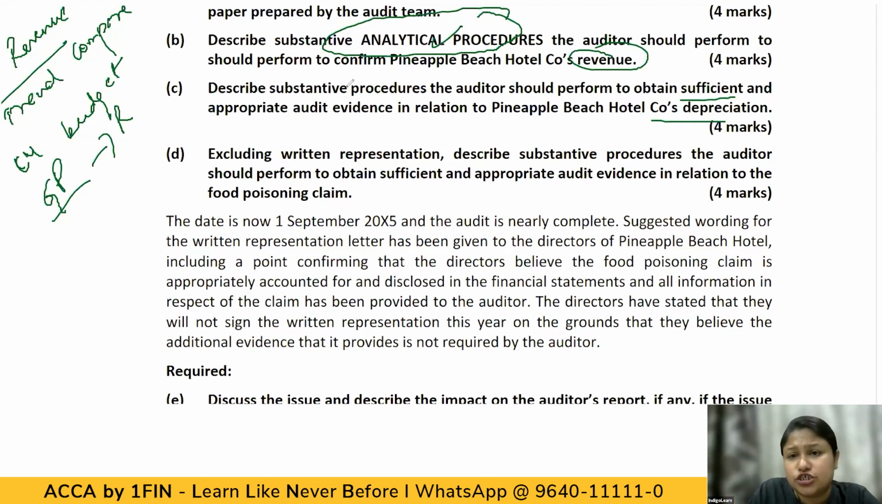Also, it is depreciation, so go in for calculation also. Re-perform the calculation, recalculate the amount, the percentage applied, and see whether the amount of depreciation has been calculated correctly or not. So that is the kind of substantive procedure that you will be adopting.